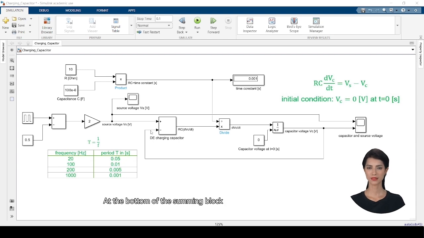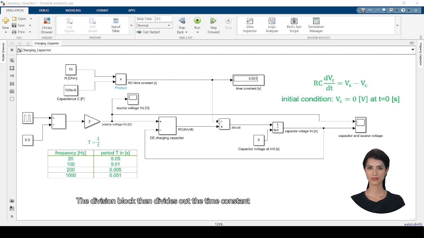At the bottom of the summing block, we find the capacitor voltage, which comes back from the right side of the program in the feedback loop. Is the capacitor voltage really on this line? Yes, it is, because this signal line contains the derivative of the voltage multiplied by the time constant, which is R times C. In this part of the program, the time constant is calculated and displayed.